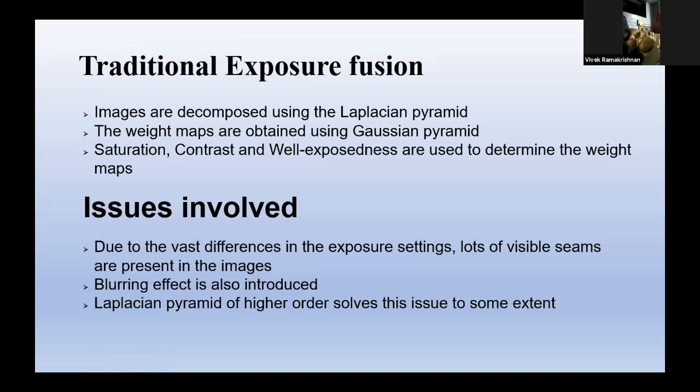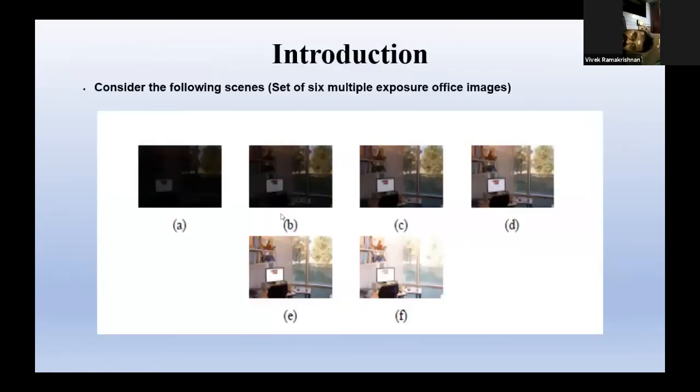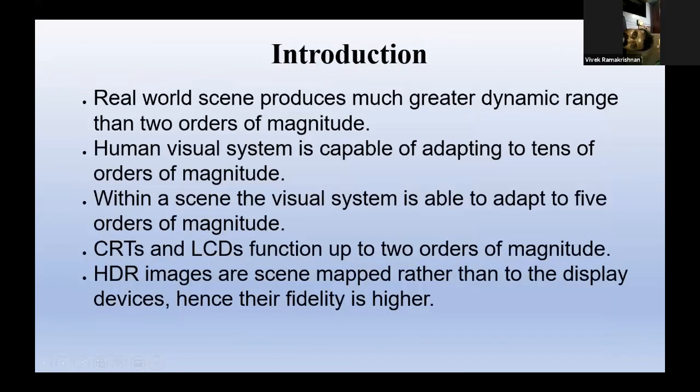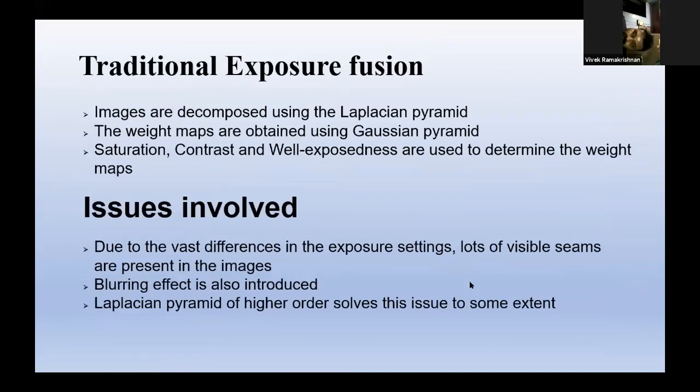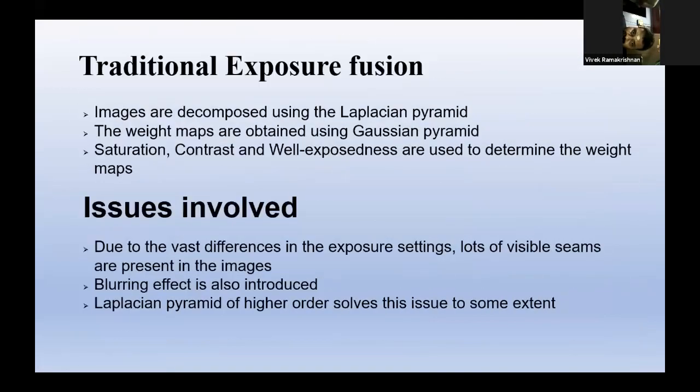Now, when going through this study, we faced the following issues. There are vast differences in the exposure settings, because when you go from the underexposed to the overexposed image, as you see here, there are vast differences in the exposure setting of this image and this image. So some kind of seam is observed. When you composite these images, sometimes you may get seamed blending, that means the blending will not be seamless. Then you can observe that there is some blur in the image after you do the exposure fusion.